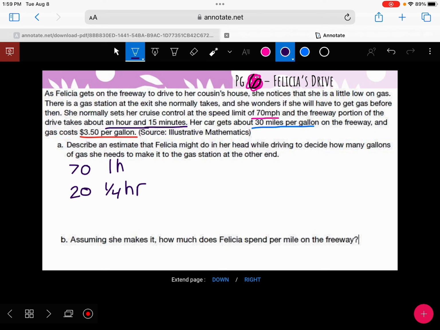So about how many miles does she go? 90. If she can get 90 miles, she'll get to her cousin's house. Does anyone see another estimation we can do from there? What's something we can use that 90 miles to help us see how many gallons she needs? How can they help us find out how many gallons she needs?